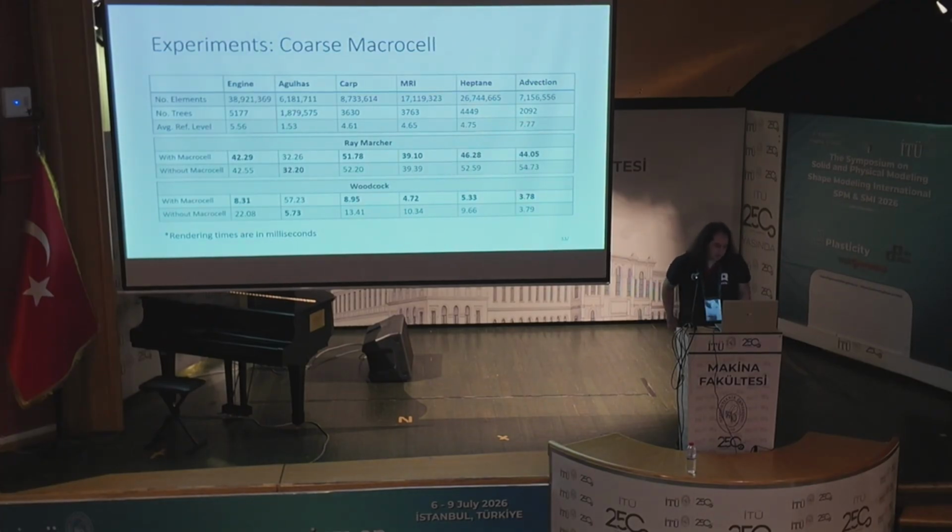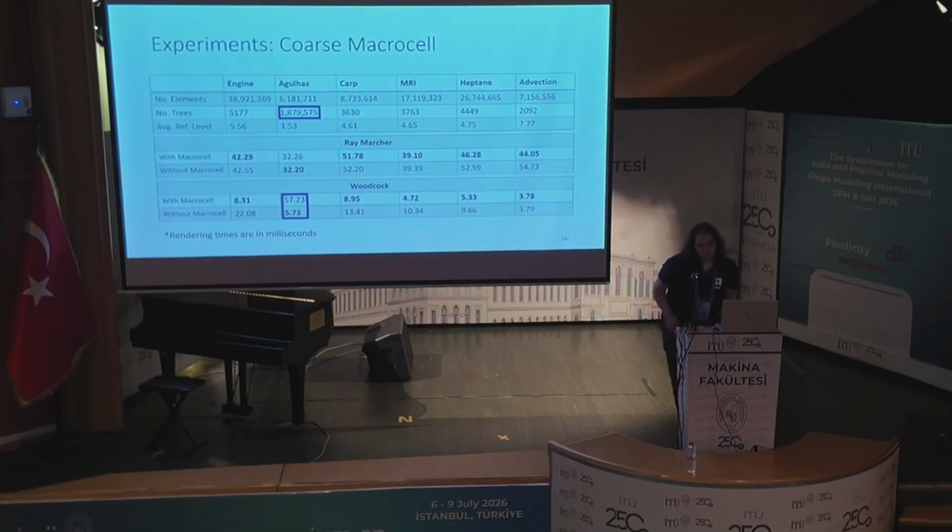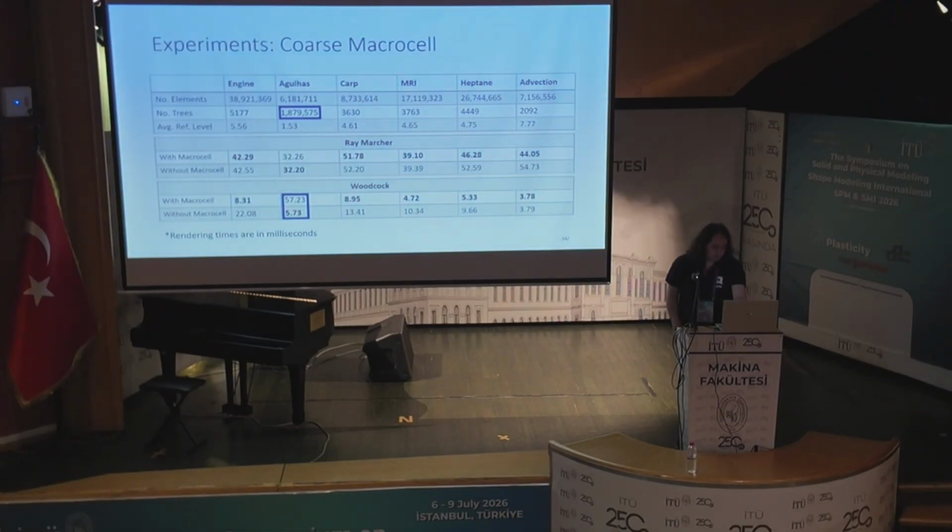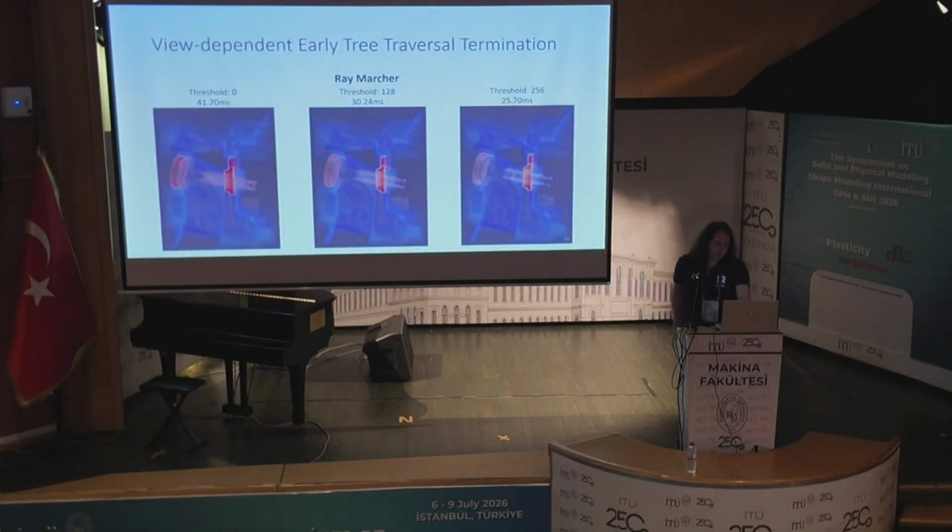And for Woodcock, there is an interesting result. For the Agulhas set, the coarse macro cell version becomes much slower. This is because we have a lot of trees, and for Woodcock, if you have a lot of macro cells, you have to go back and restart the rendering each time. So this slows down the rendering time.